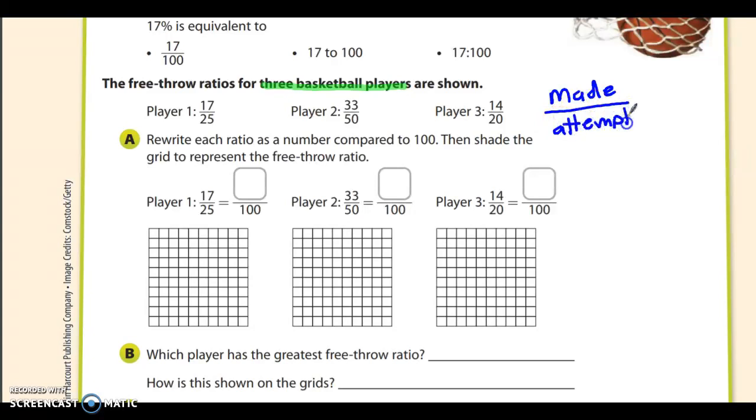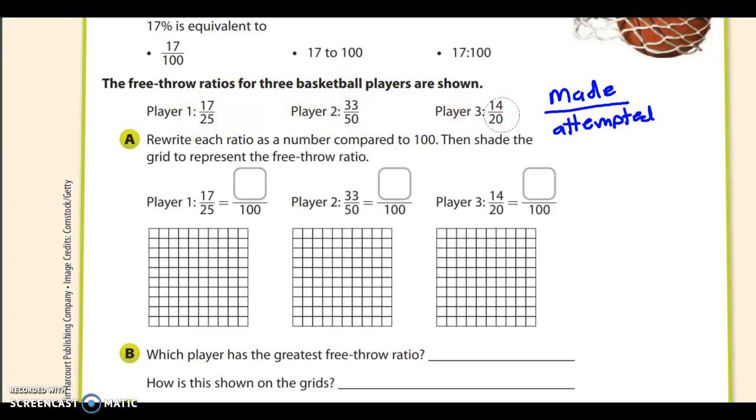So if you think about it, it's hard to compare them right now because player 1 had 25 tries, player 2 had 50 tries, and player 3 had 20 tries. So who should be the best shooter? Well, player 2 had the most tries. I mean, look at player 2. They made 33. Player 1 only made 17. So can we conclude that player 2 is the better shooter? We can't because they had more attempts. So that's what a percent does, a percent makes them all fair to compare. Right now it's not easy to compare because they all had different attempts and they all had different makes.